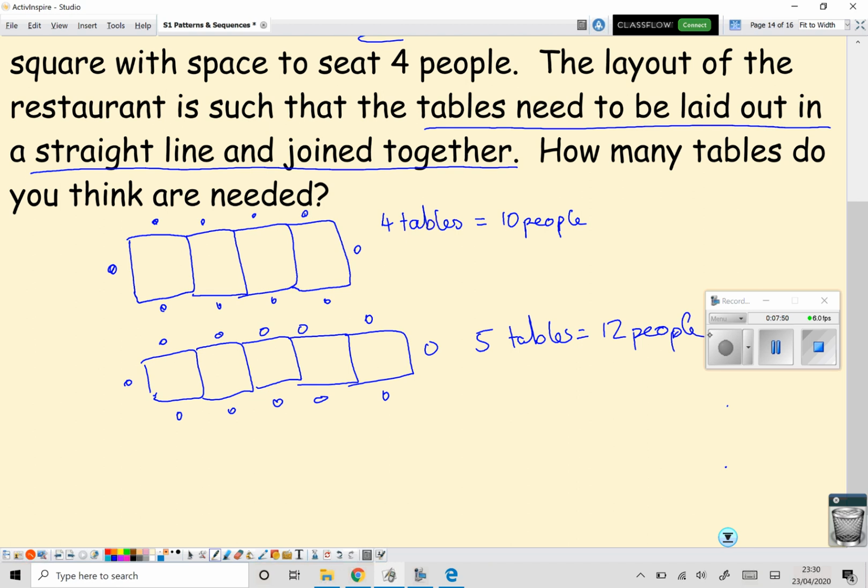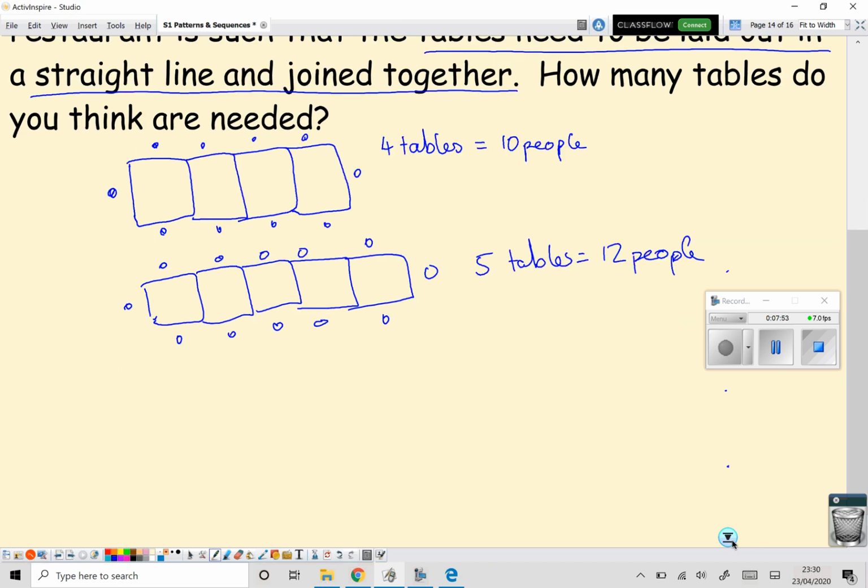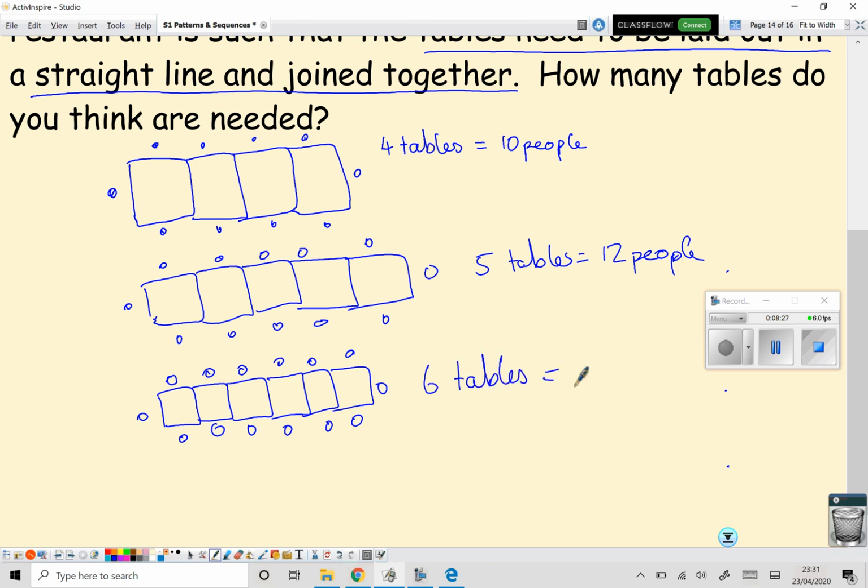All right, let's try 6 tables. That'll be the same 5 as we had above, so 1, 2, 3, 4, 5, plus an extra table, 3 at the end, 1, 2, 3, 4, and then all the ones up here. So that's now 6 across the top, 6 across the bottom. That's 12, plus 2 at each end. That's 14 people. 6 tables is 14 people.